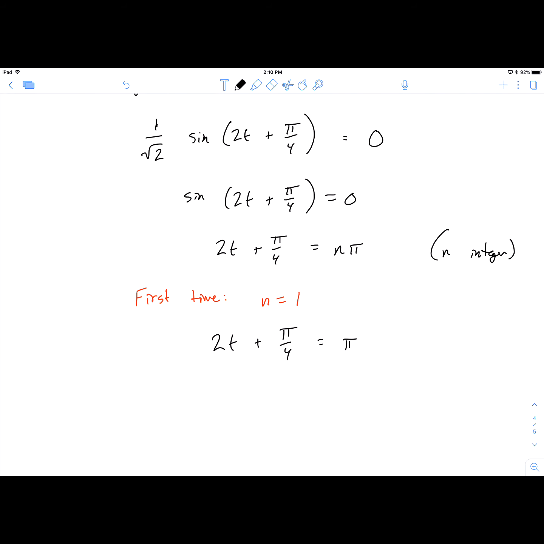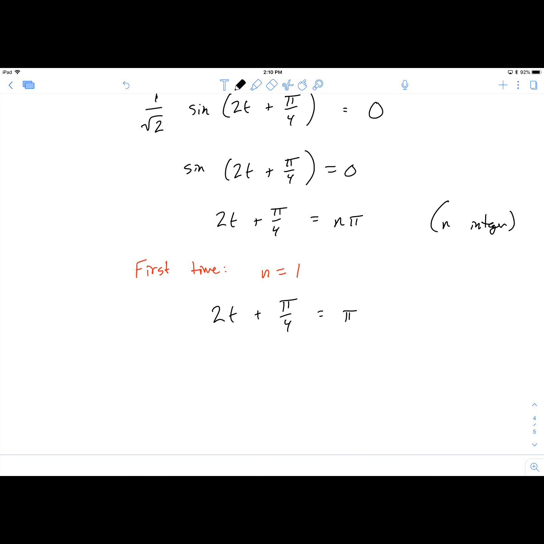So then we can subtract pi over 4 from both sides. So we get 2t equals 3 pi over 4. And then divide both sides by 2. So t equals 3 pi over 8. So there's the t value the first time this passes through, at t equals 3 pi over 8. This is the first time that it passes through the equilibrium position, or the line y equals 0.